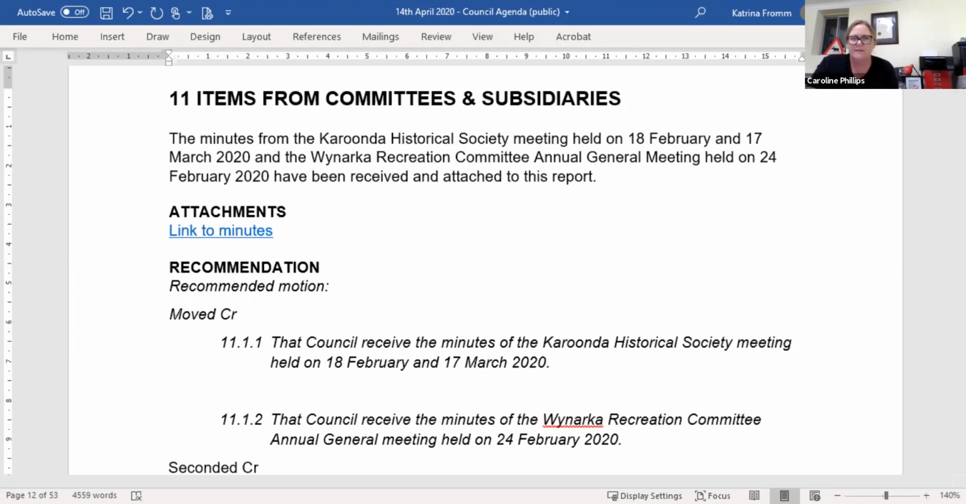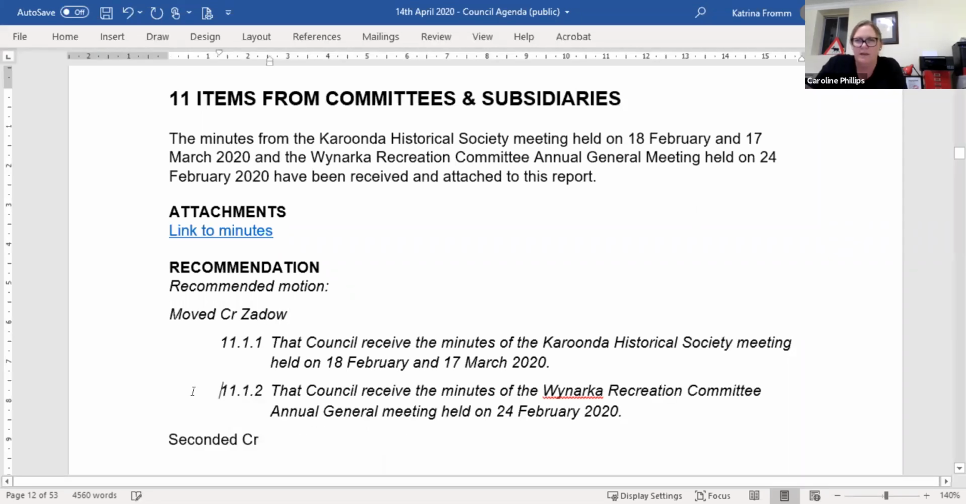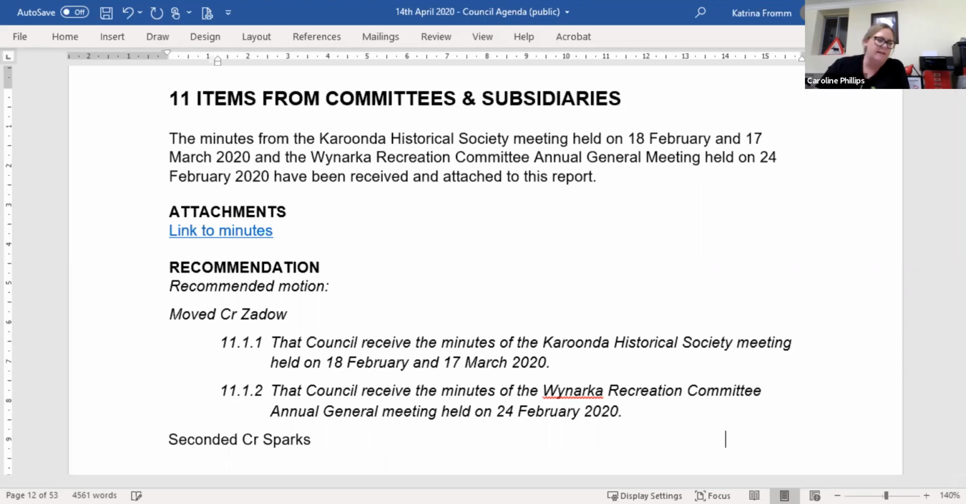Move them all together, Caroline. Oh, can I? Okay, are you prepared to move both of those, Councillor Zetto? Yep, seconded by, I think it was Councillor Sparks, was it? Yep. All those in favour? That's carried. Thank you.